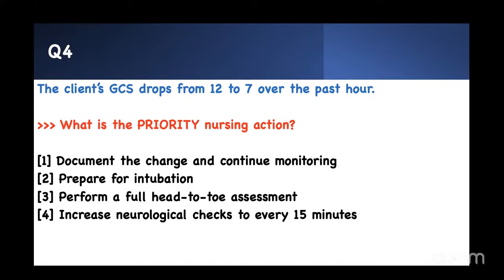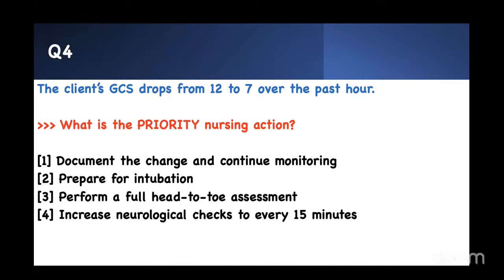10 seconds. What do you think? Just think about it. GCS is bad. From 12, it's not normal. It has even decreased by 5 points. Are you going to document this prioritization? You got to be sharp. Prepare to intubate the patient.